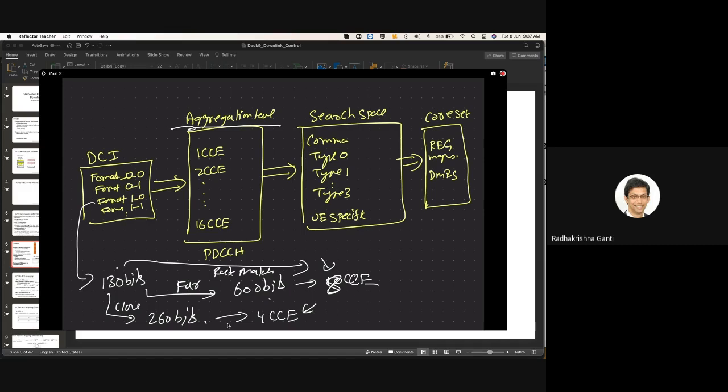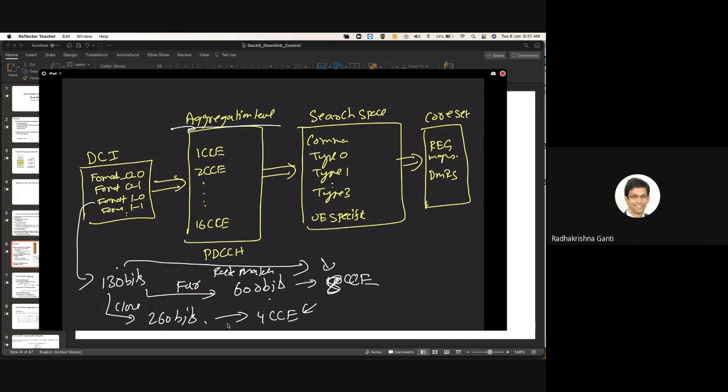So you should understand the same format can be transmitted on multiple aggregation levels, because of rate matching and other things, which the transport channel does. Now you have all this. CCEs are actual physical things, so now you have to place them somewhere in the core set. Where you place them in the core set is determined by the search space.